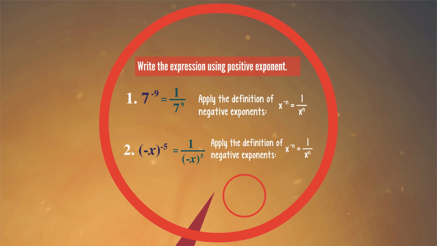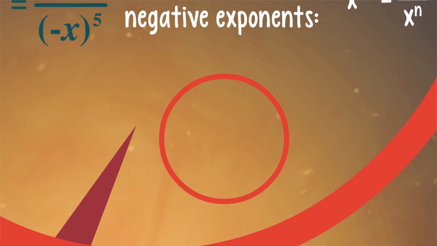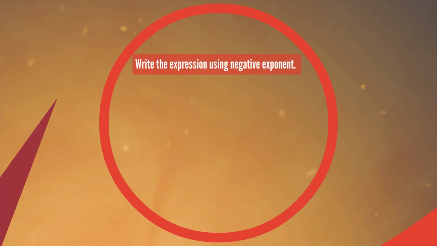Remember, if a number has a negative exponent, just get the reciprocal of that number and raise it to the reverse of the exponent, which is positive. Now let's solve the other way around. This time, we will write the expression using the negative exponent. So the expression is 1 over m raised to the 6th power.